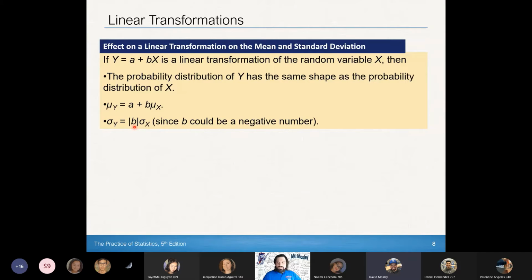And again, we use absolute value because b could be negative, and we cannot have a negative variance or negative standard deviation. We have to be a positive distance away from the mean.